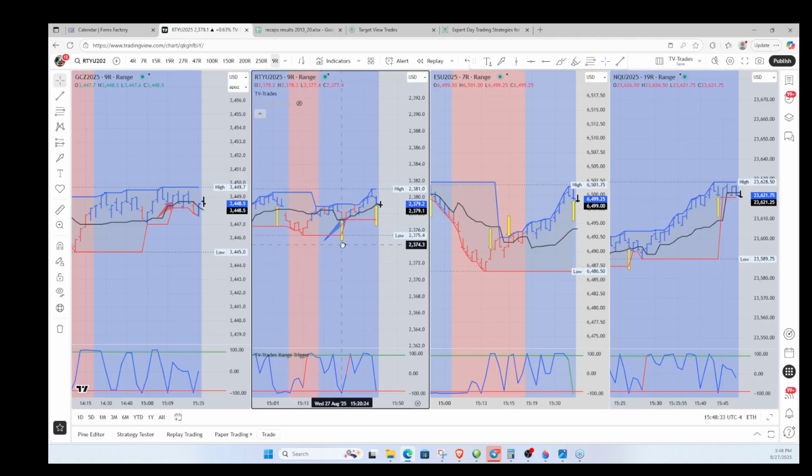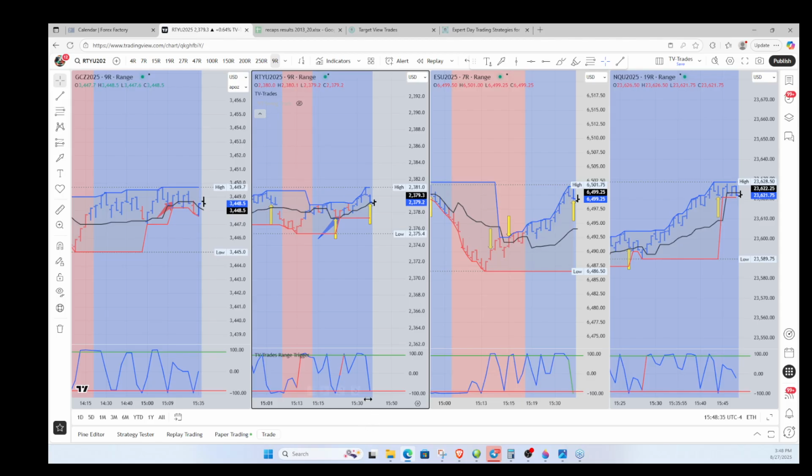We need a down close here on this Russell. We need a down close followed by an up close, because we're not in the oversold. So we're not going to have a trade there until it gets in the oversold and comes out of it.